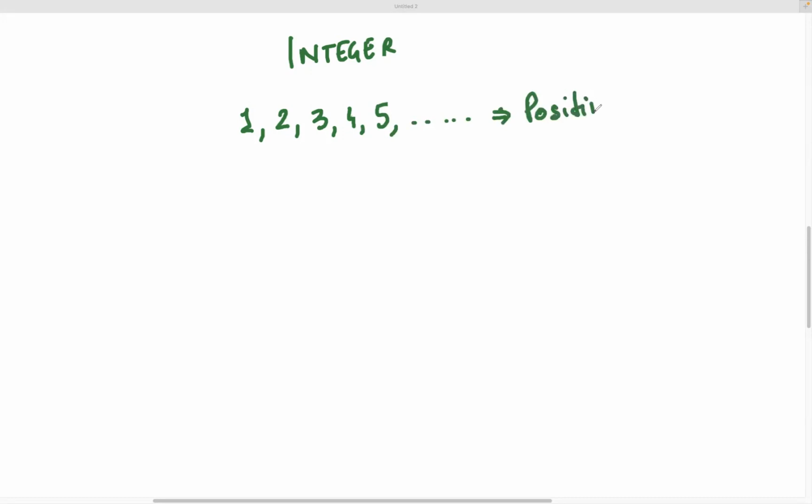Welcome back. In this video, we are going to talk about integers. And in integers, first we'll look at what are positive integers. So the numbers that we know: 1, 2, 3, 4, 5, and so on, these are called positive integers.